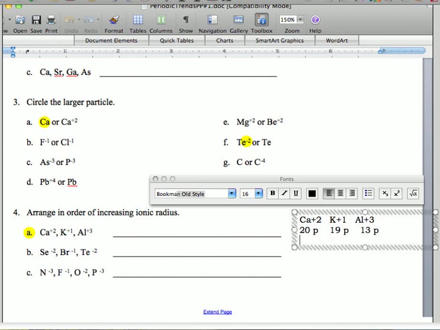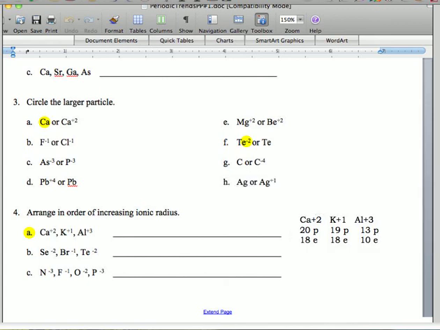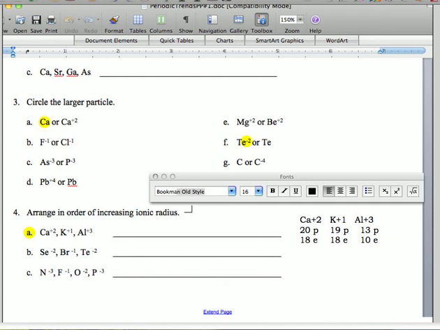On the flip side, calcium plus 2 has 18 electrons. Potassium plus 1 has 18 electrons. And aluminum plus 3 has 10 electrons. So you have to use these to compare, whether you're comparing 2 different elements, or 18 different elements. If they're charged, you need to deal with this. And again, we're going in increasing order, so we're going from small to big.